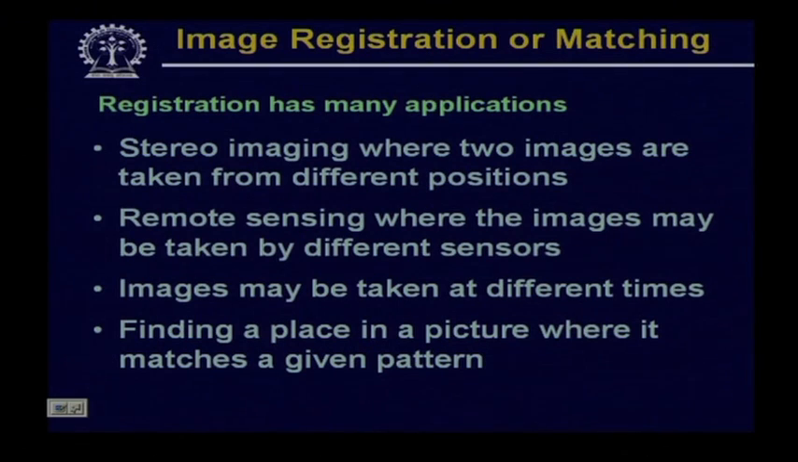This image registration technique has many applications. The first application we have already mentioned is the stereo imaging technique. In stereo imaging, we take the image of the same scene or the same object by two cameras which are slightly displaced, and there we assume that the cameras are otherwise identical. That is, apart from the displacement along a particular axis, the y axis or x axis, the features of the cameras are identical; they have the same focal length, same view angle and so on.